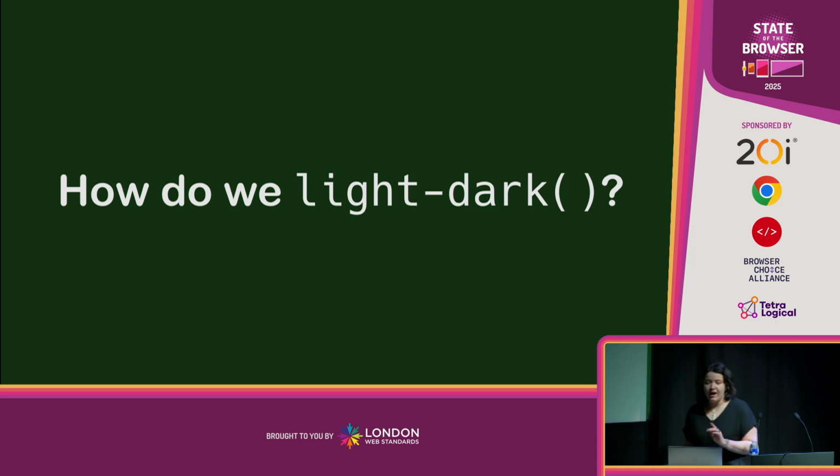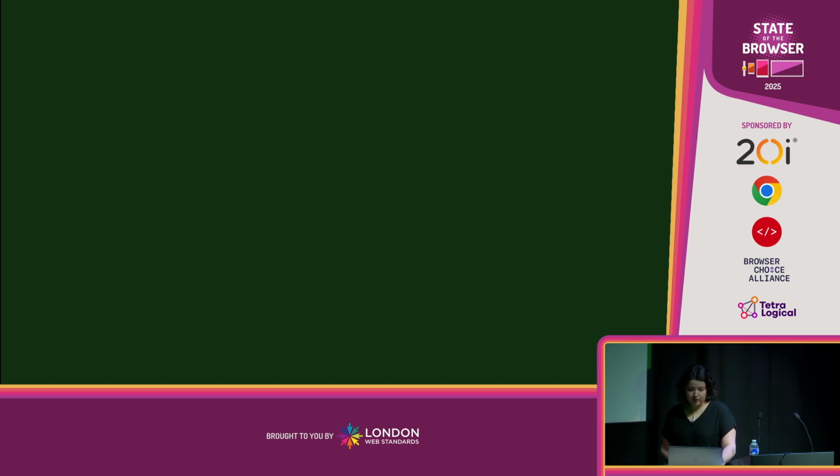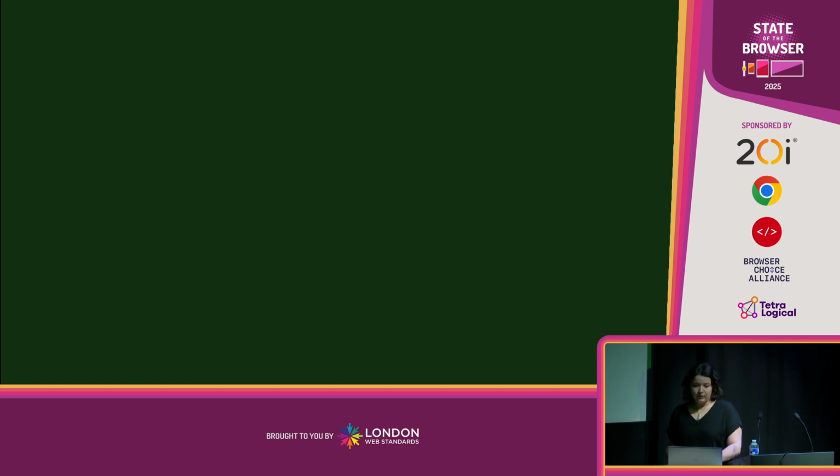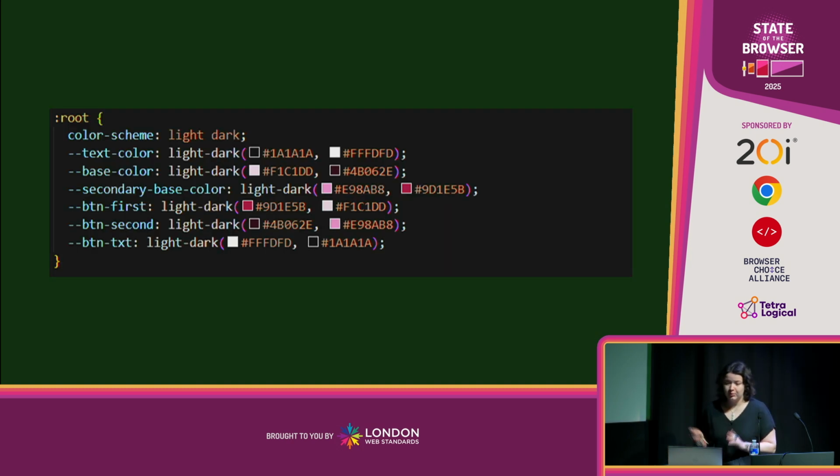So how do we light-dark? Up until now, in order to enable light-dark mode, we would have to use the prefers-color-scheme media query and some JavaScript probably. And our code would look something like this or this, where we would have to repeat ourselves and declare the color values twice for each mode. But what if we could make it look like this, a bit simpler? All that code that you just saw can be replaced by just this. So let's see how easy it is to actually start doing it.